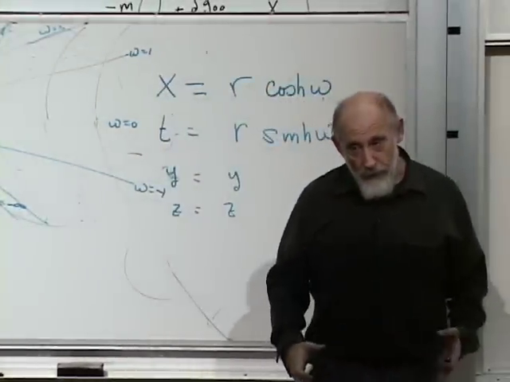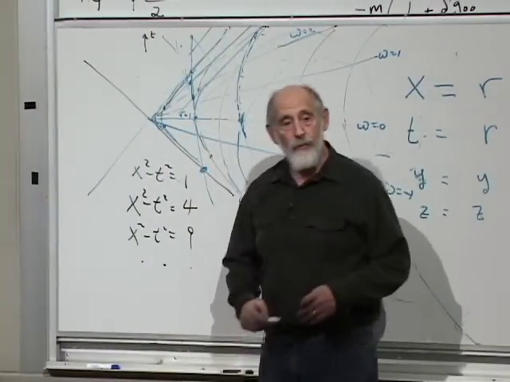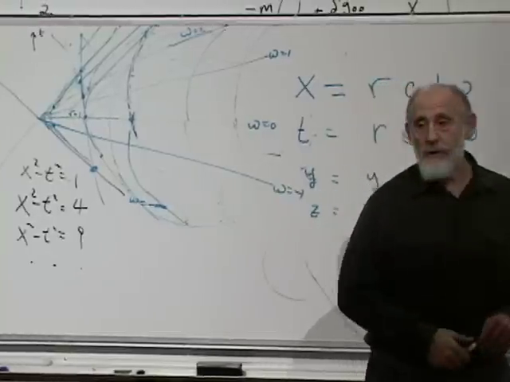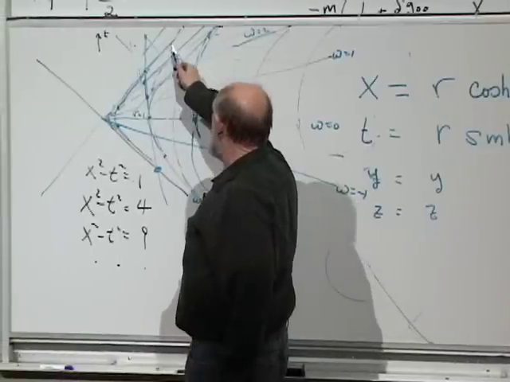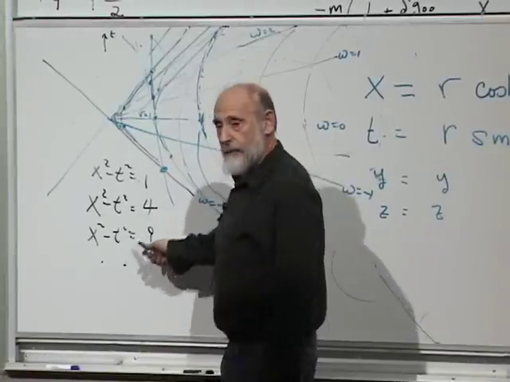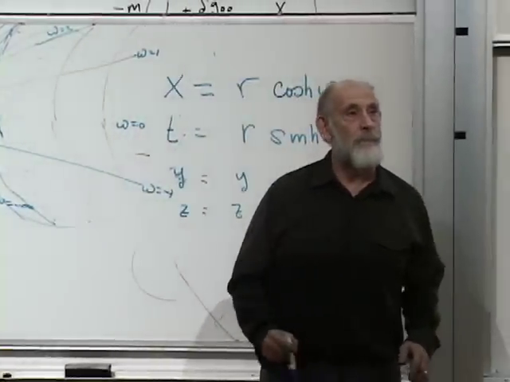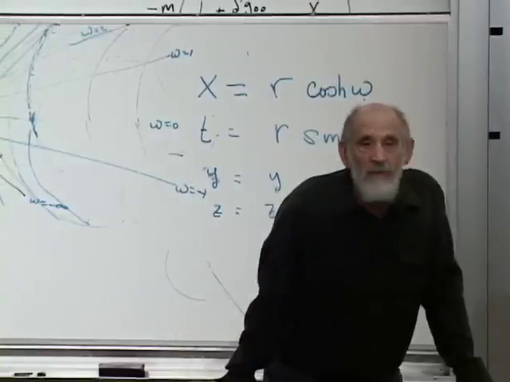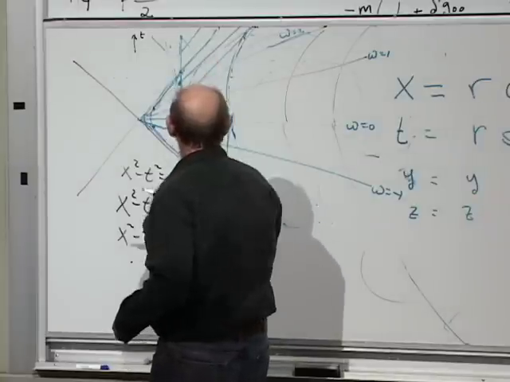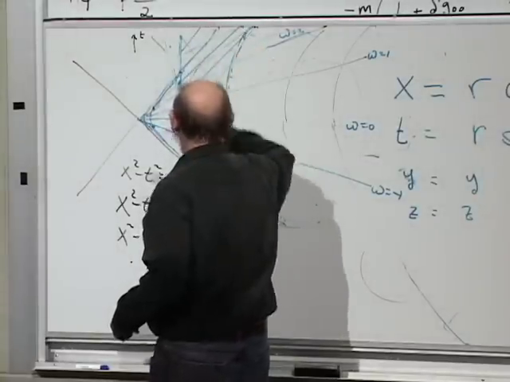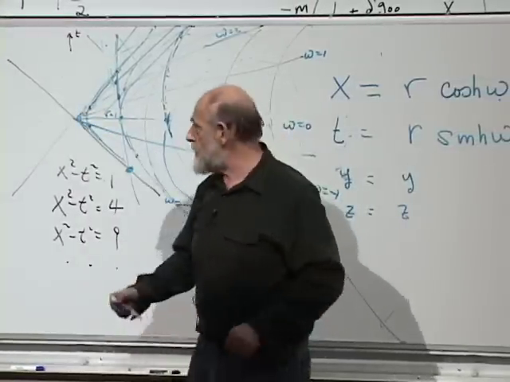So what somebody outside sees when we drop a rock through the horizon is that it just goes slower and slower and slower and takes an infinite amount of his time to pass through the horizon. What does the rock see? The rock, if he looks out, sees nothing very special. He looks out and he does see these hyperbolas receding away from him. But he can see them.